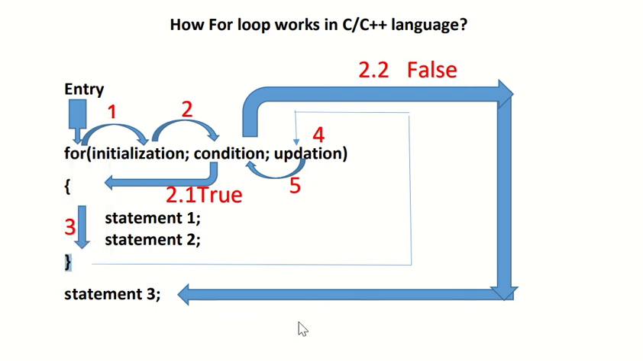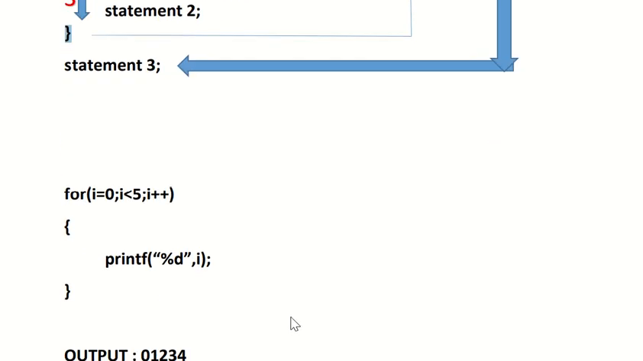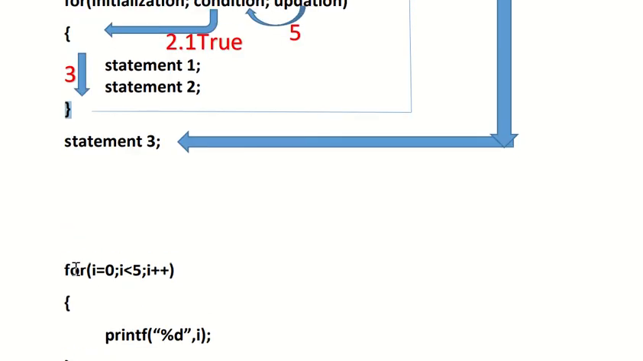I have one very small example related to the for loop. If I write for, the same keyword, then initialization: i equal to 0. Then one condition, i less than 5. And then i plus plus. Right now i equal to 0, that is your step number 1. So the initial value of i is 0. Then we check the condition, 0 less than 5. Obviously the condition is true, so you go inside the for loop.